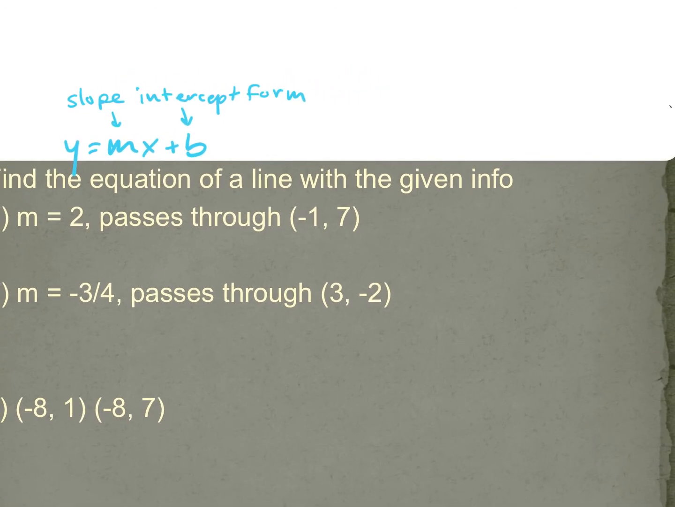And then our other equation of the line is y minus y1 is equal to m times x minus x1. This is point slope form.